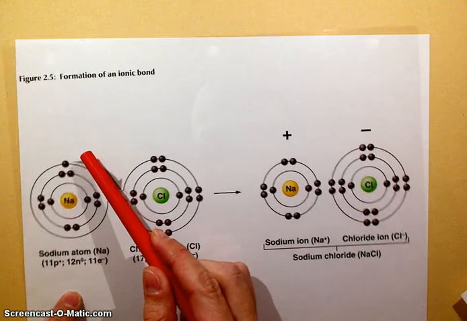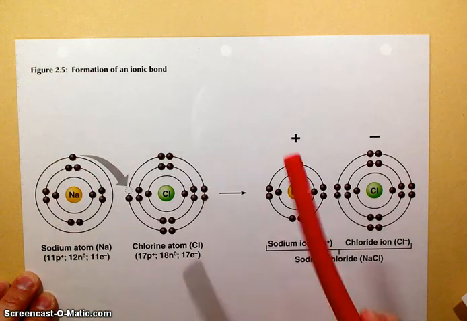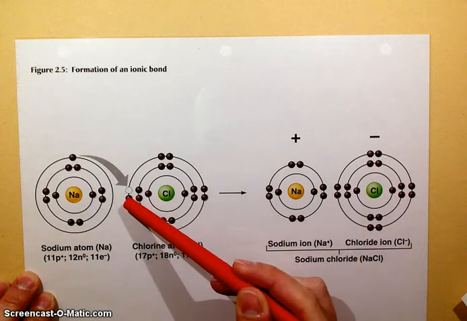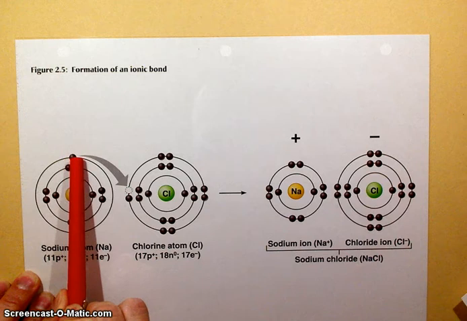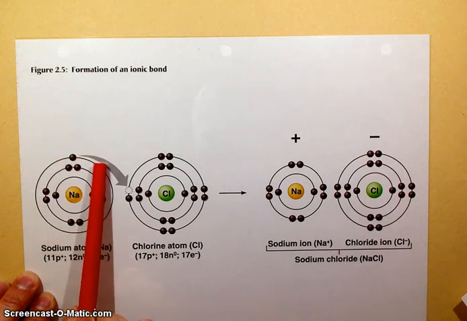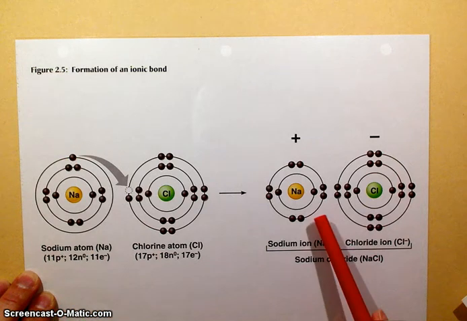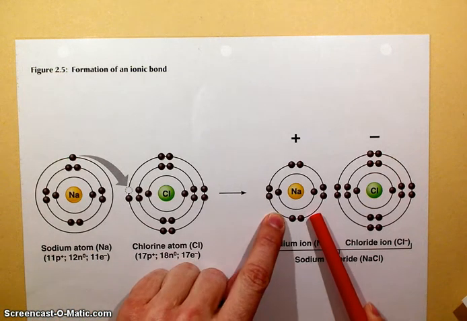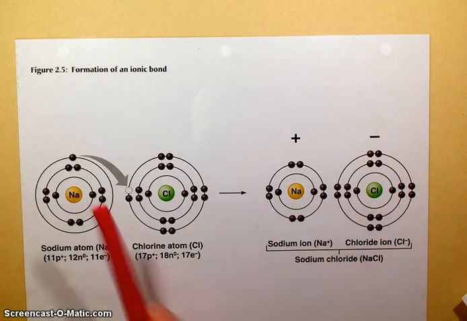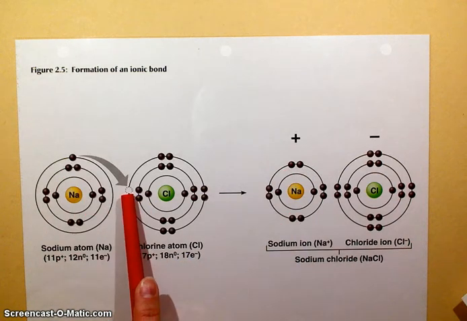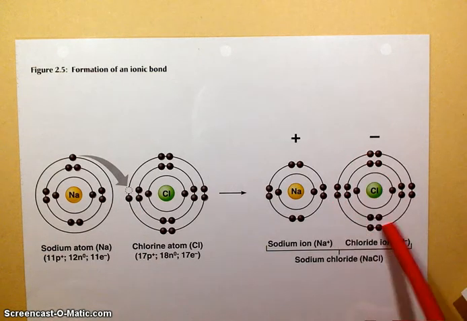If you look up here, you notice that sodium only has one valence electron, and that chlorine has 7 valence electrons. What's going to happen is sodium is going to give up its one valence electron, and it's going to be transferred to chlorine. When that happens, sodium drops down and now only has 2 energy levels, which are both full. And chlorine has gained the final electron that it needs to have a full outer shell of electrons.